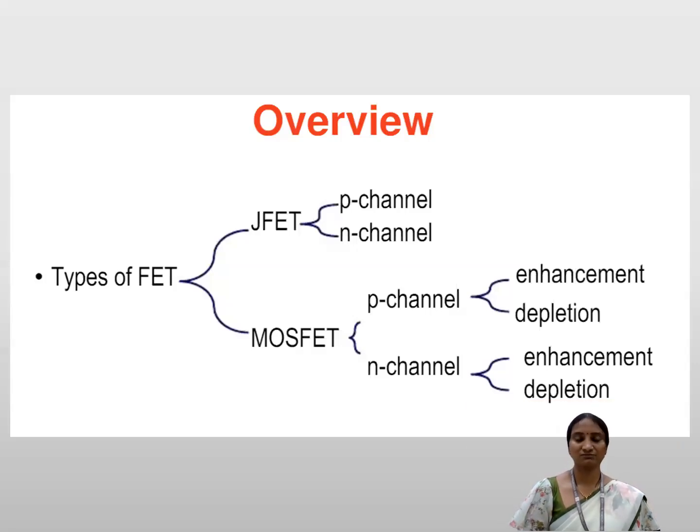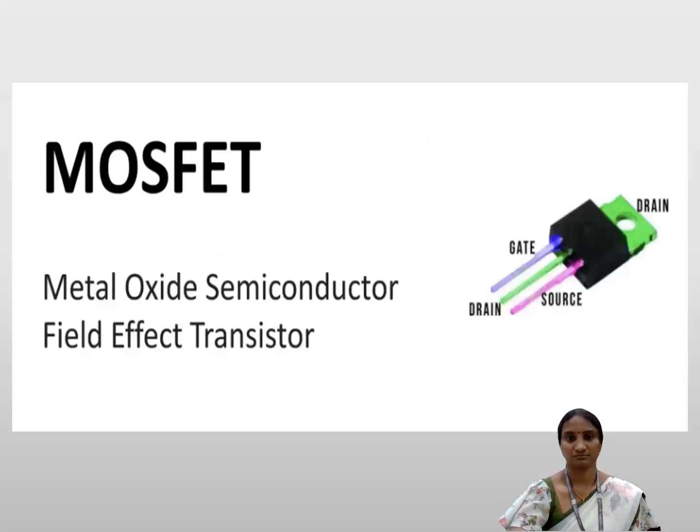This is the tree diagram showing the different types of FET, like JFET and MOSFET. The JFET can be operated in two cases, P channel JFET and N channel JFET. Similarly, the MOSFET can also be used as a P channel MOSFET and N channel MOSFET. In each FET, we have the depletion mode and enhancement mode. This is the metal oxide semiconductor field effect transistor.